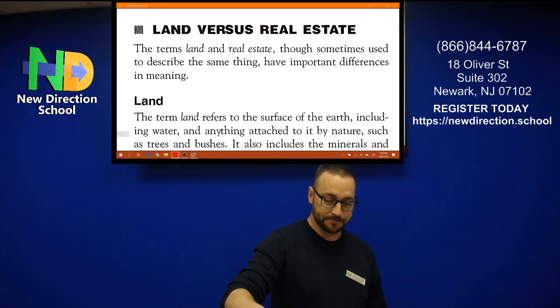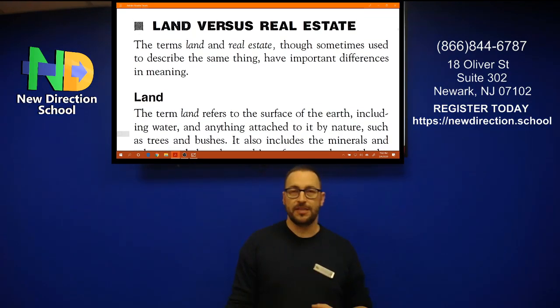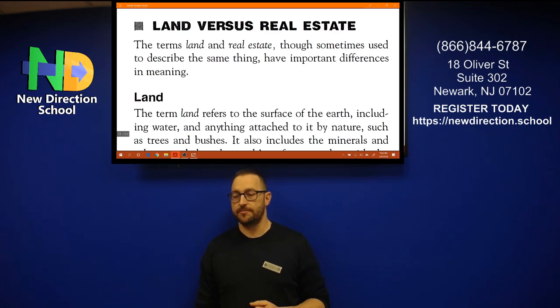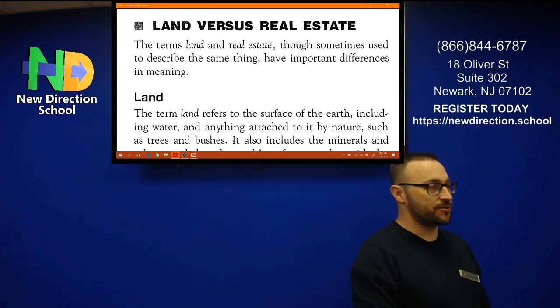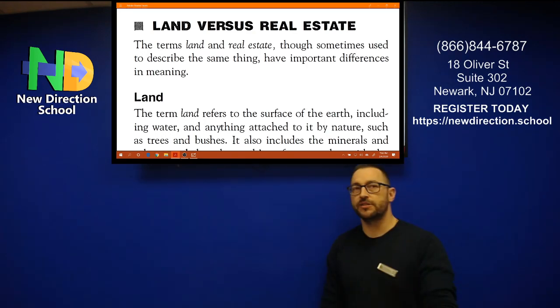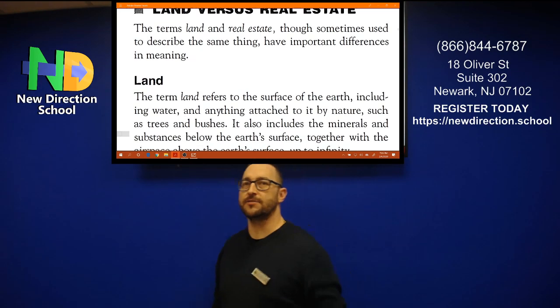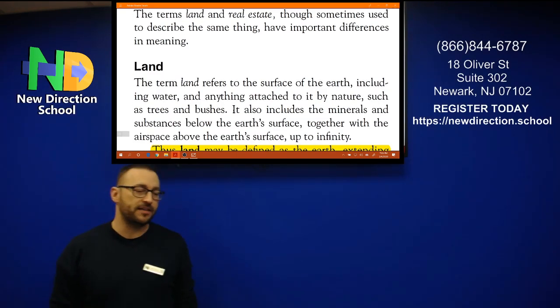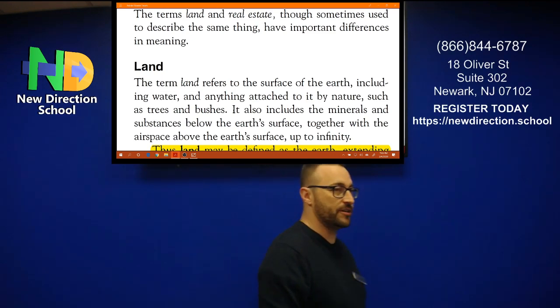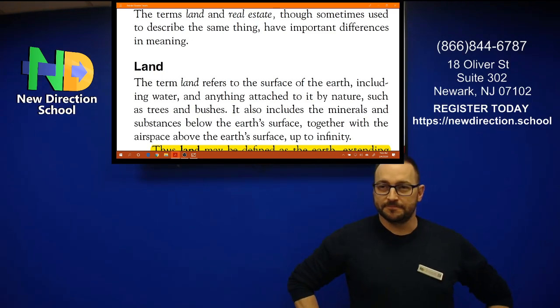It says right here, the term land refers to the surface of the earth, including water and anything attached to it by nature, such as trees and bushes. It also includes the minerals and substances below the earth's surface, together with the airspace above the earth's surface up to infinity and beyond. Okay?